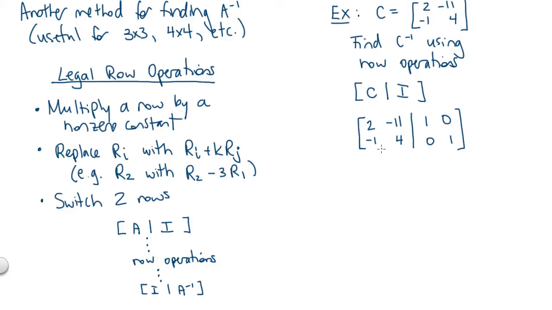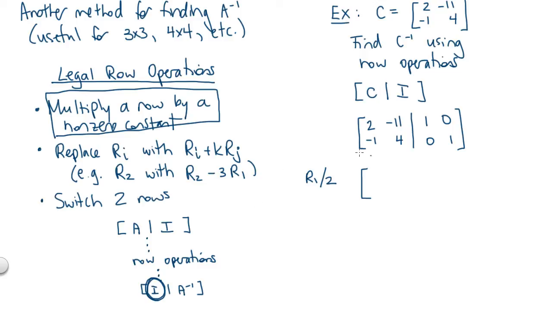Now, what we want to do here is we want to do a sequence of row operations so that this left side here turns into the identity matrix. So first thing we want to do is we want to get a 1 in the top left corner. All right, well, let's take row 1 and divide it by 2. We're allowed to multiply a row by a non-zero constant, so that includes dividing a row by a number. Okay, let's take row 1, divide through by 2.